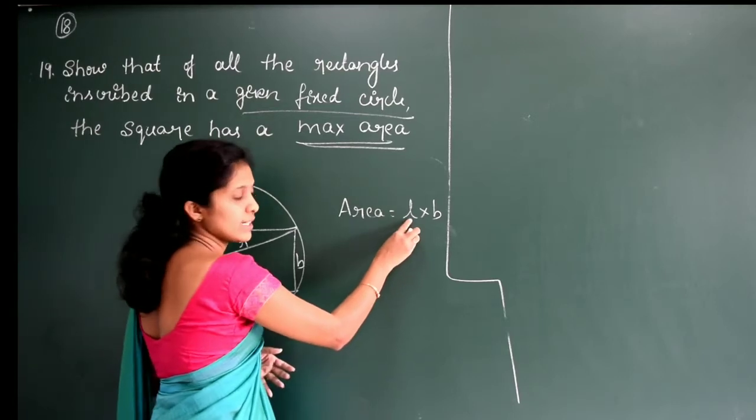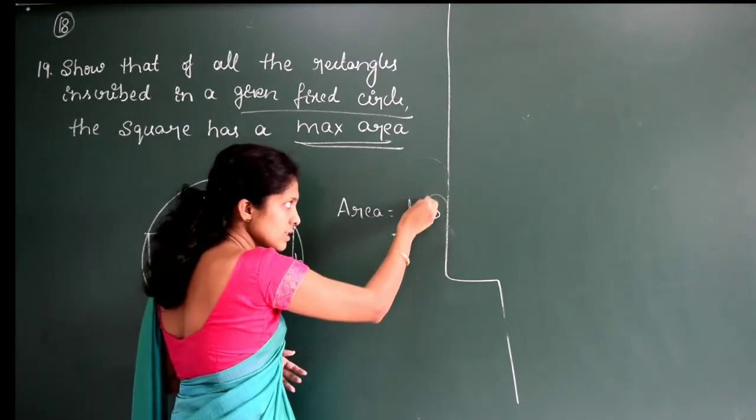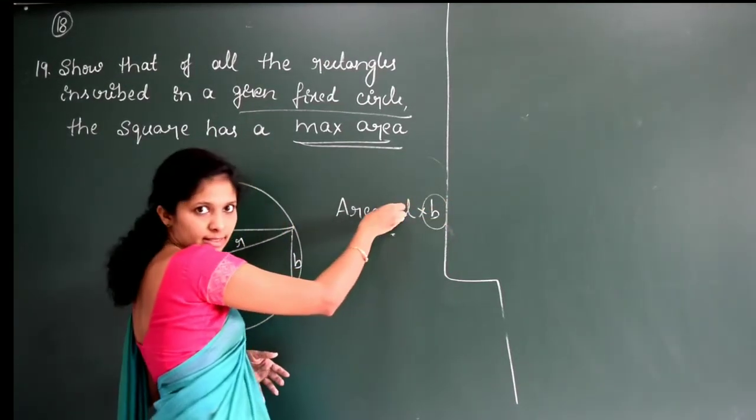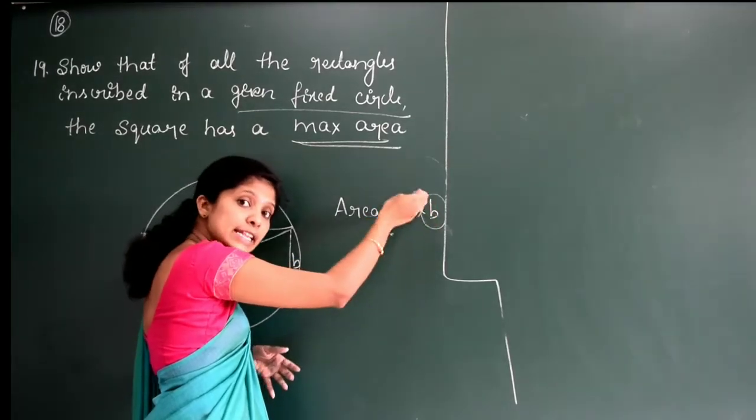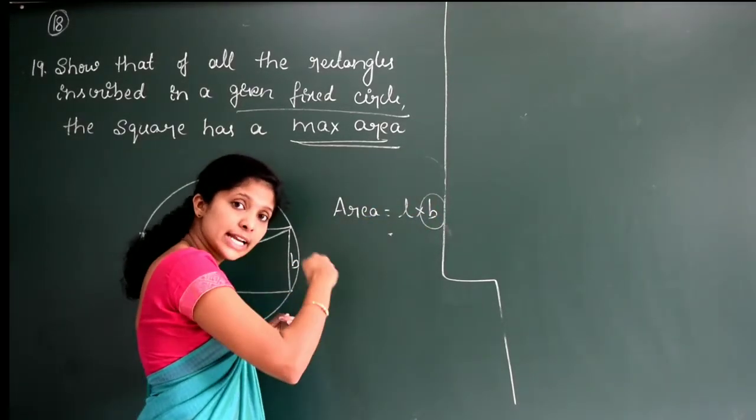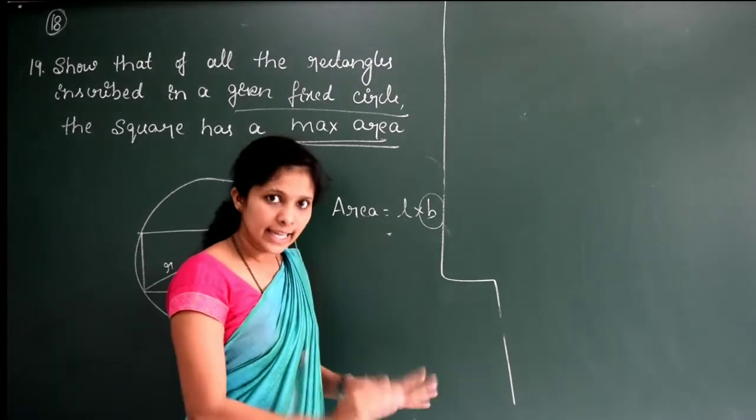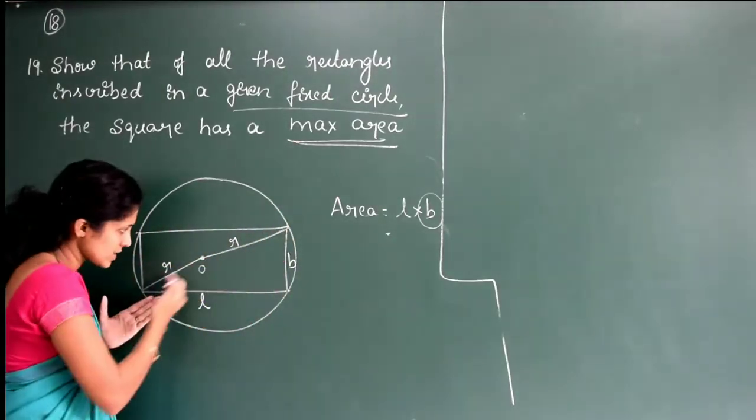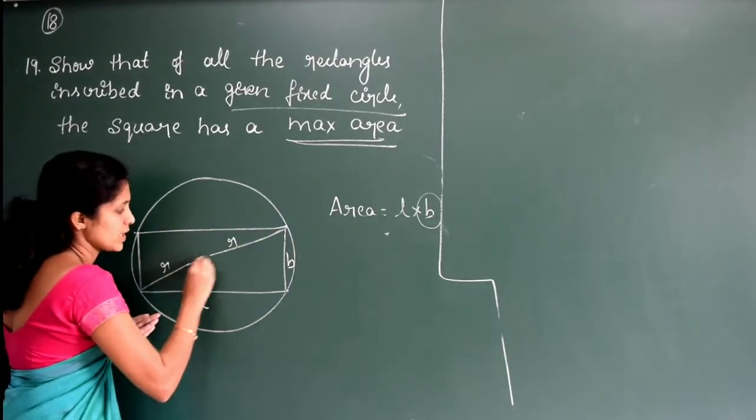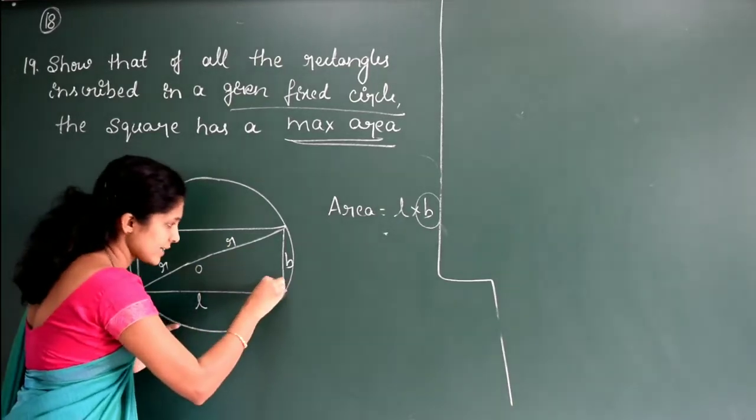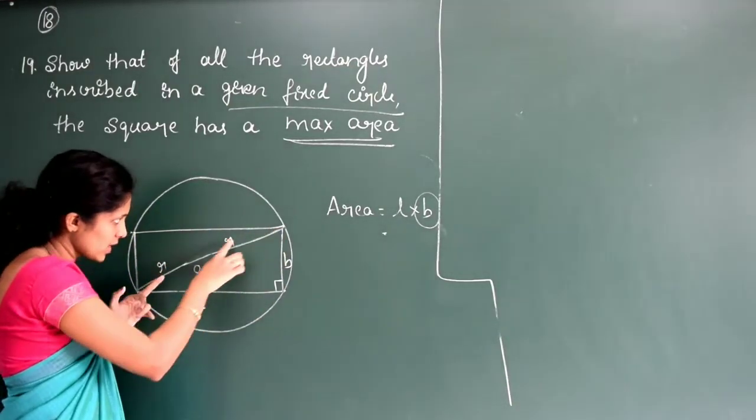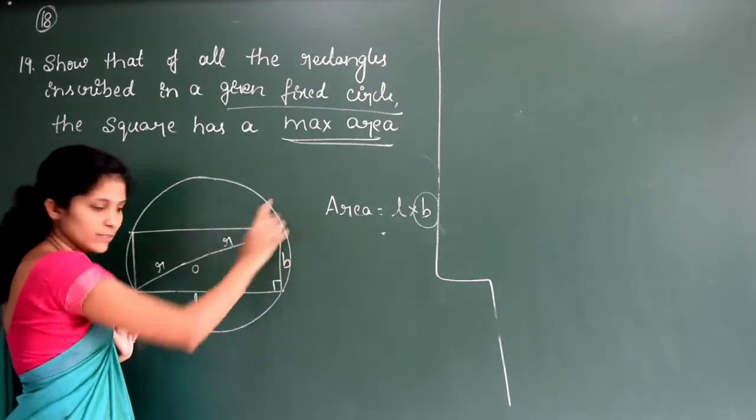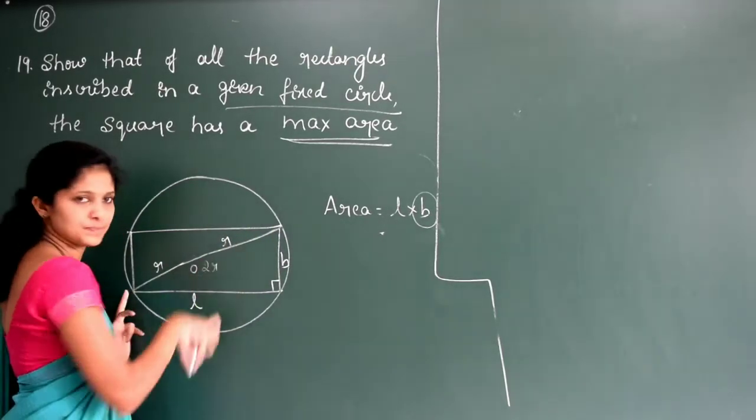Now see this one, here length and breadth are there. We will convert breadth in the form of length. I mean we will write B in the form of L so that we can differentiate with respect to L. Since see this one, this is a right angle triangle. This would be a straight line. Here you can see this one R and R. So the whole length will be 2R.